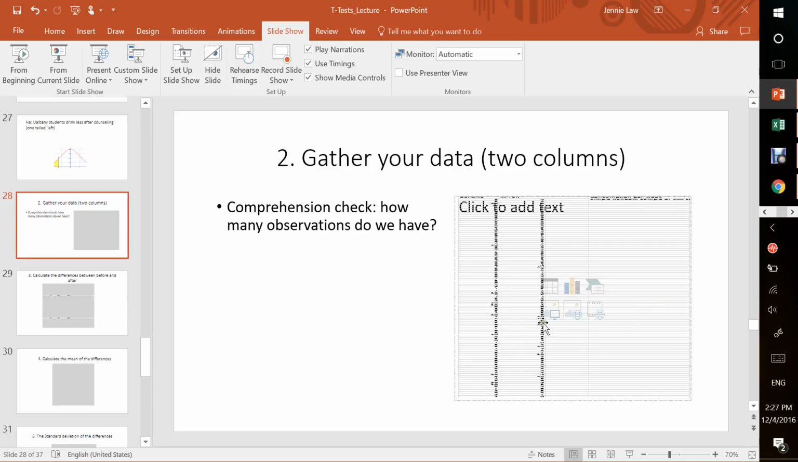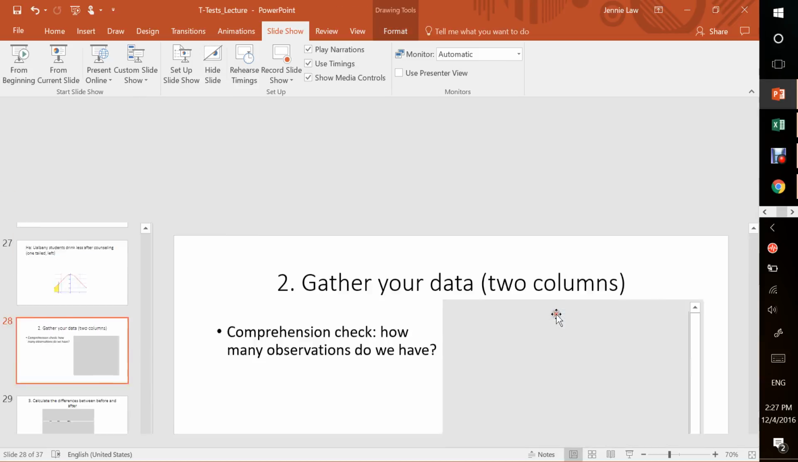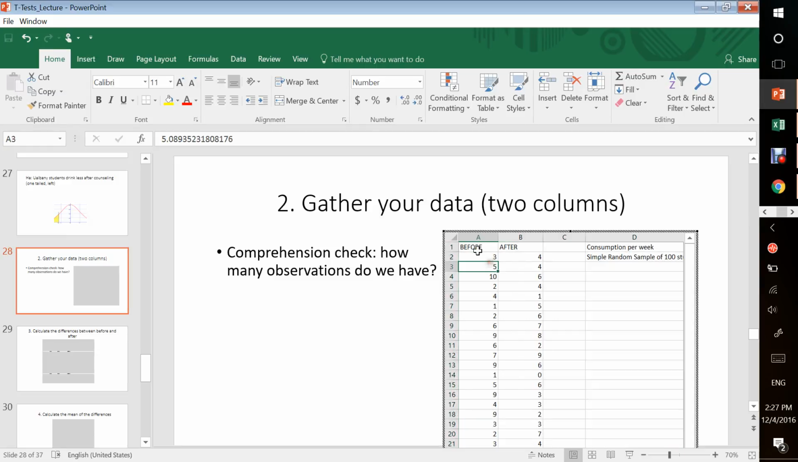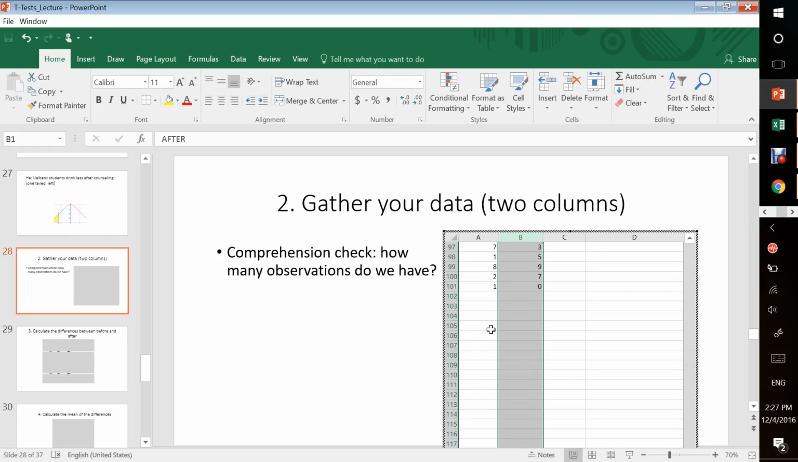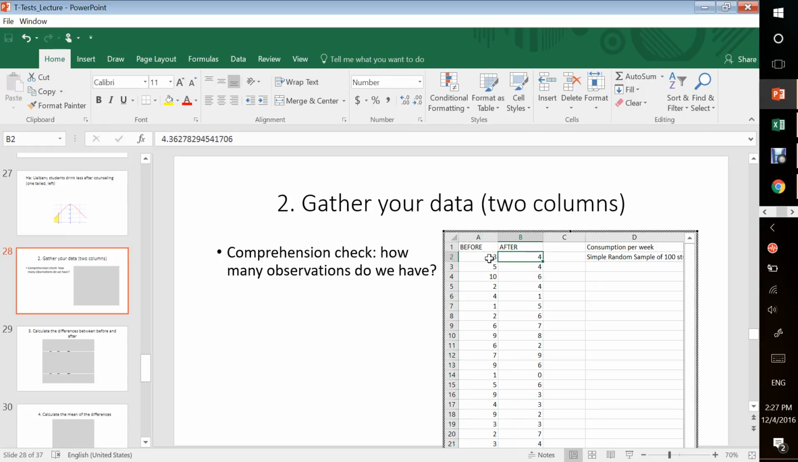Our step 2 is gathering your data in two columns. And if you double click on the embedded Excel sheet, you'll see that we have a before column and an after column. This is a simple random sample of 100 students from UAlbany and their weekly drinking patterns. So here, the number of observations that you actually have is 200, right? Because you have before and after. You have 100 subjects that you're including because we're only looking at 100 students and we've gotten 2 scores from them, one before and one after, but we have 200 total observations.